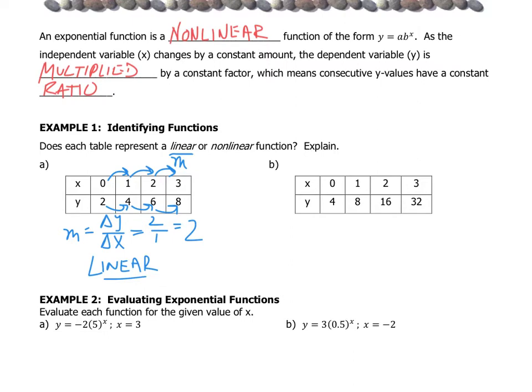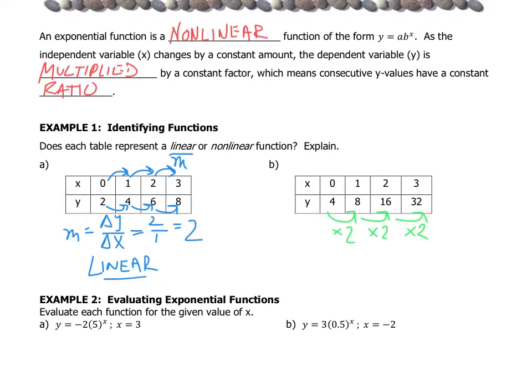Now, when I first look at my y values, I might say, well, 4 plus 4 is 8. But then I see 8 plus 4 is not 12. So it's 8 plus 8 is 16. So then I have to look back and say, well, how else can I get all of these numbers to create the next number? Well, hopefully we can all see times 2 to create all those y values. So there's a constant factor that's being multiplied.